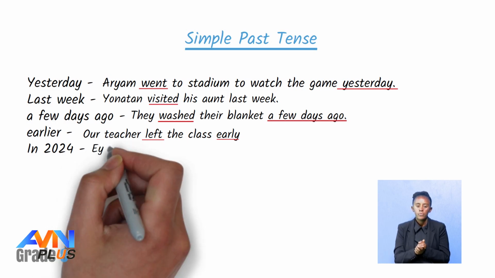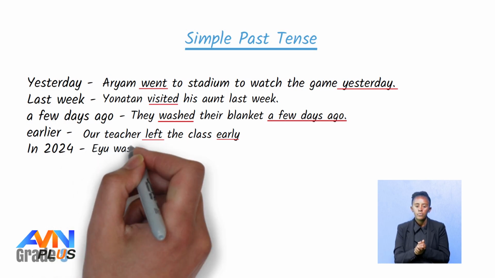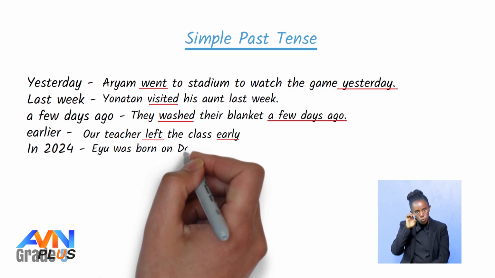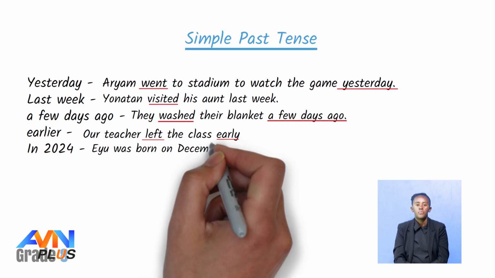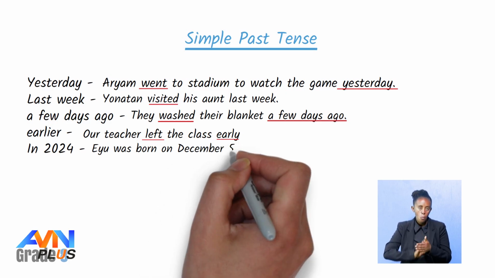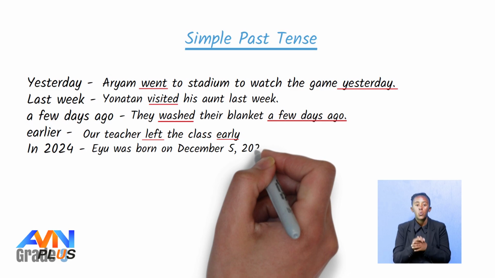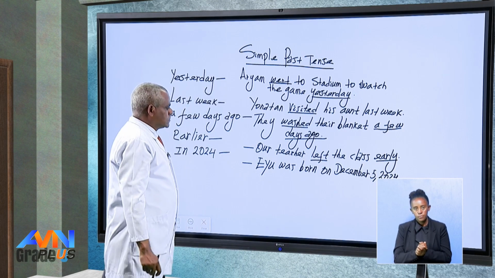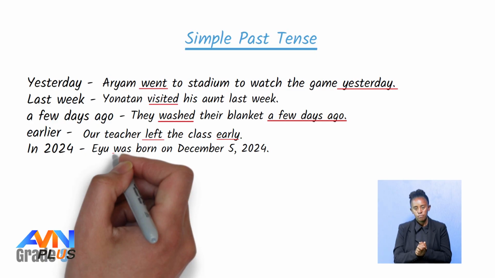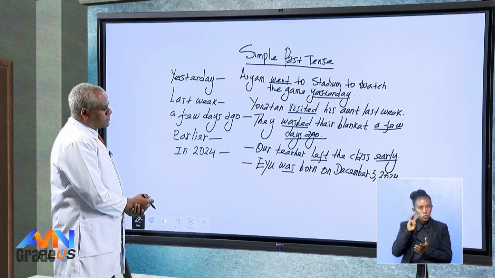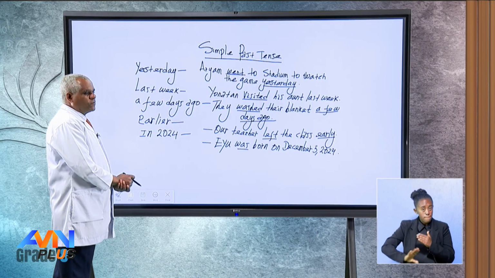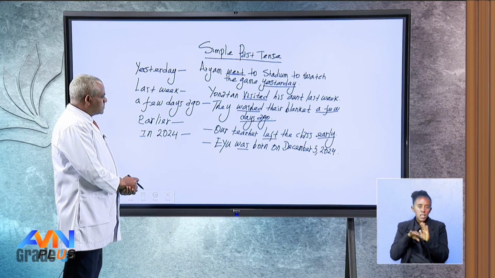AU, right, was born on December 5, 2024. Here now, was. Therefore, AU was born on December 5, 2024. It's already a past action. This is another issue.